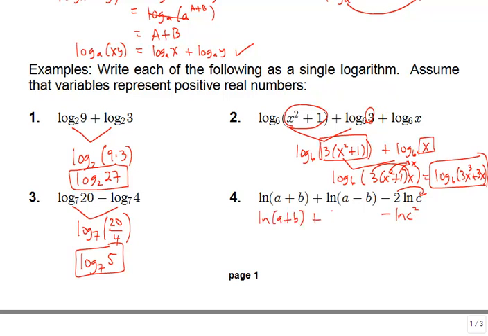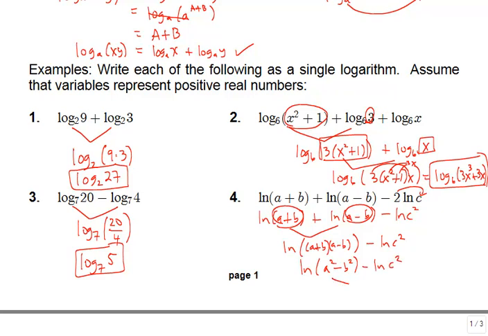And I'm just going to rewrite these other two pieces. Now if I combine these two together, I'm going to get ln of the a plus b, this stuff, times this stuff, a minus b. If you want, you could FOIL that out. It is a difference of squares, so it becomes a squared minus b squared.